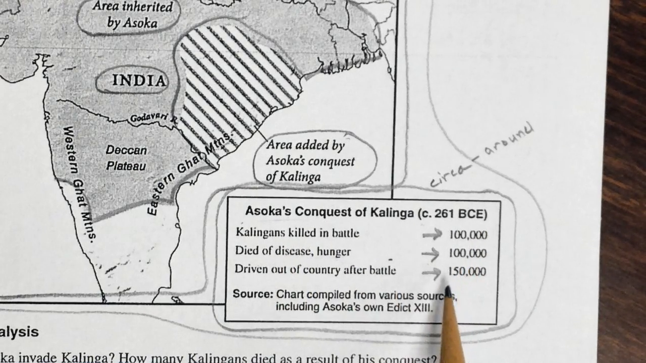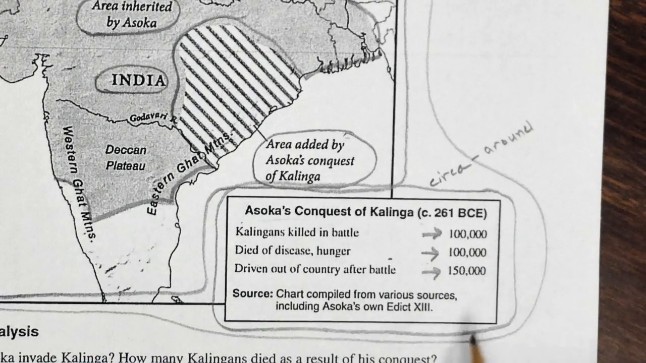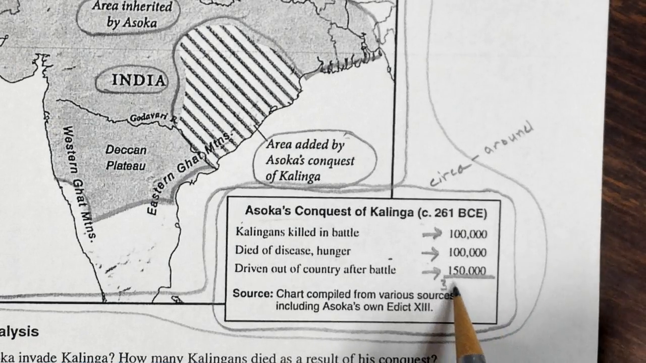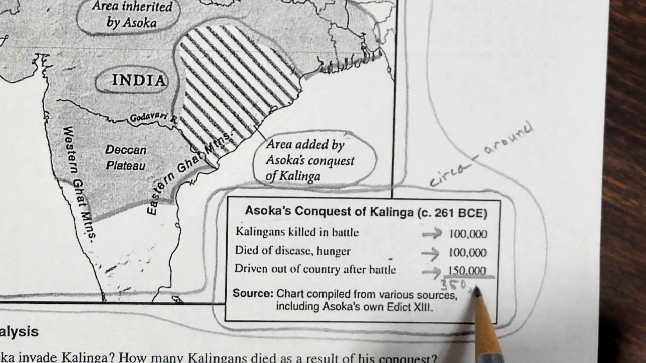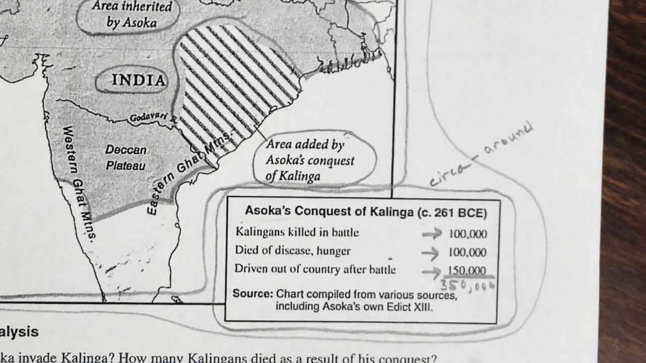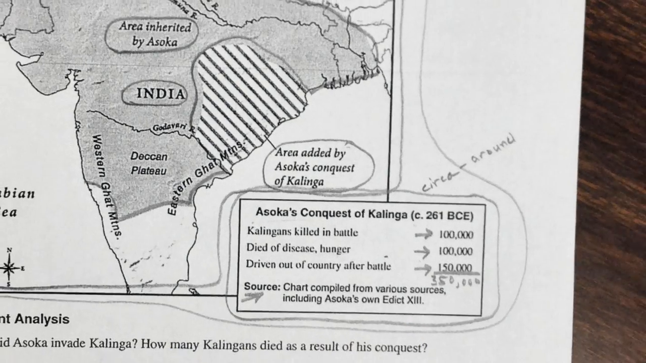We'll just add those up. Take a moment and do that. Put the answer right there. Pause the tape and put your answer in there. Make sure it's neat. Okay? So you should have come up with 350,000 people killed or driven out. And this source comes as a chart compiled from various sources, including Asoka's own edict number 13. Now, that's the whole document.